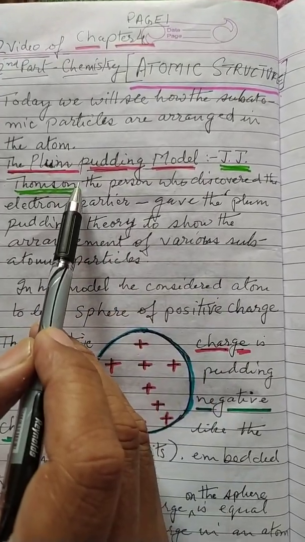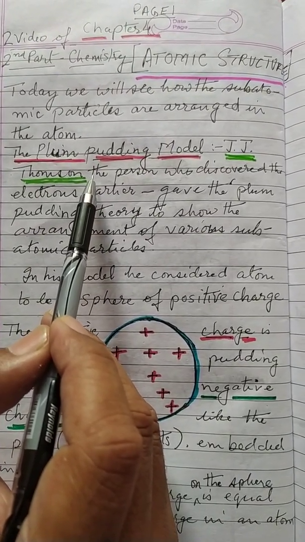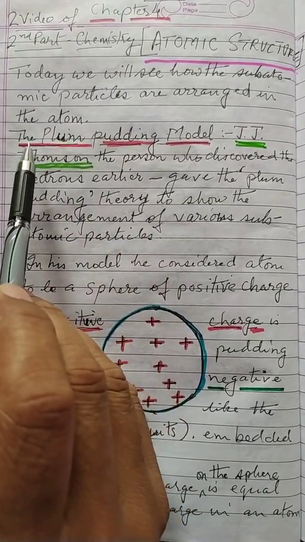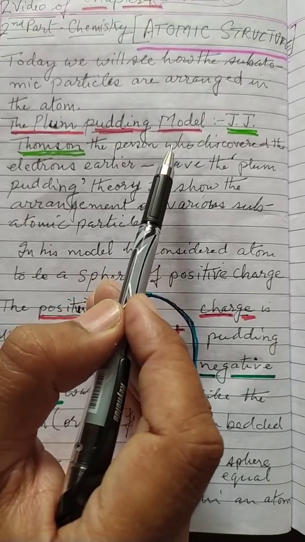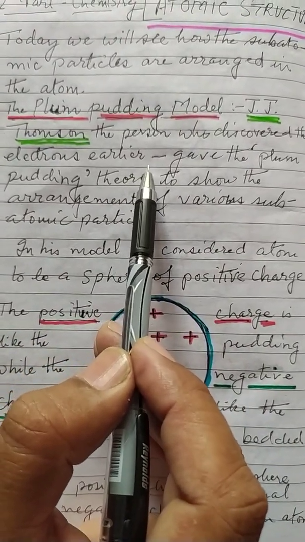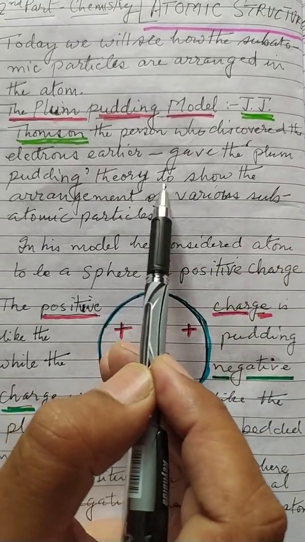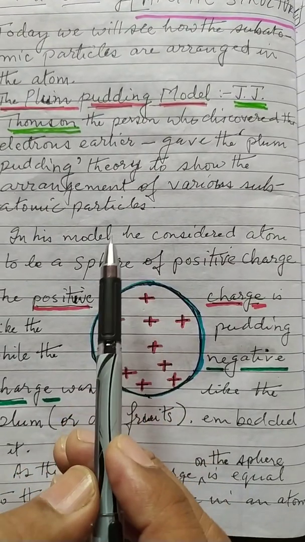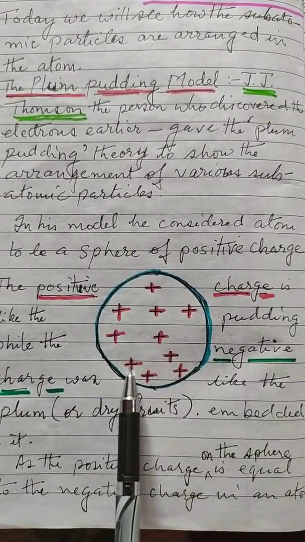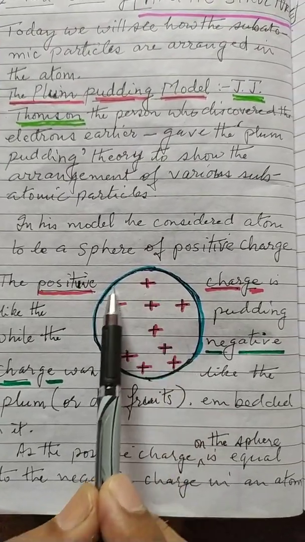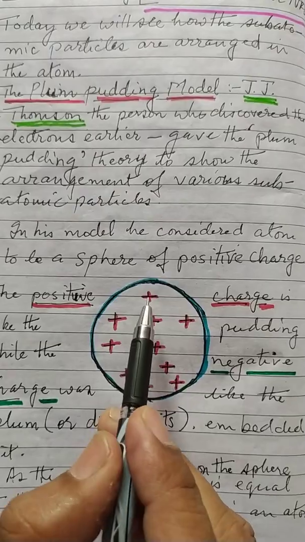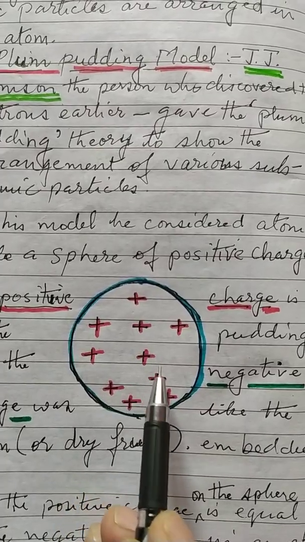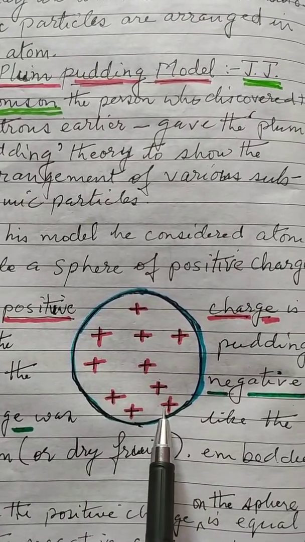So, J.J. Thomson explained how the protons and electrons are arranged in an atom in the plum pudding model. He discovered the electrons earlier, we know, and he gave the plum pudding theory to show the arrangement of various subatomic particles. In this model, he considered atom to be a sphere of positive charge. As we can see here, these positive charges represent protons which are present in an atom.